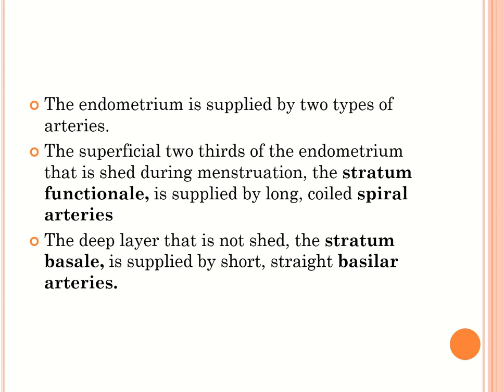Endometrium is supplied by two types of arteries. The superficial two-thirds of the endometrium is shed during menstruation, as I was mentioning. That is the stratum functionale, and that is supplied by long coiled spiral arteries. The deeper layer, the stratum basale, which is not shed during the menstrual cycle, is supplied by short, straight basilar arteries.